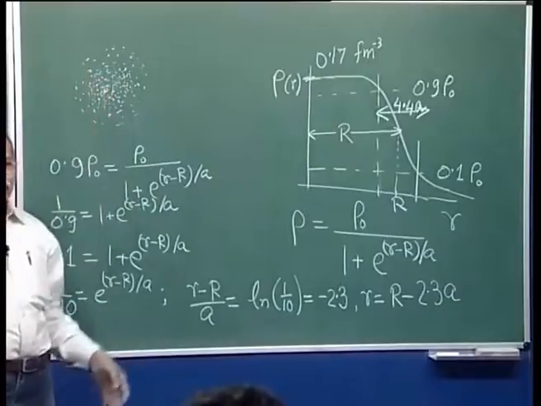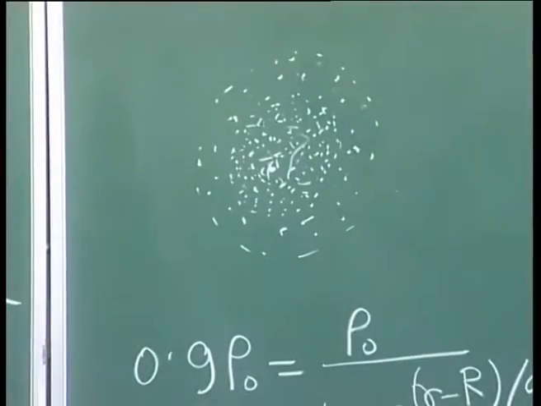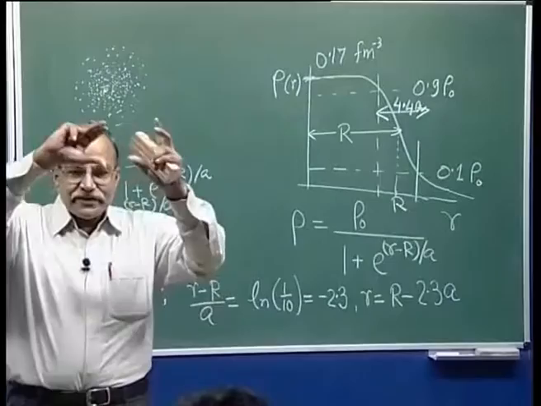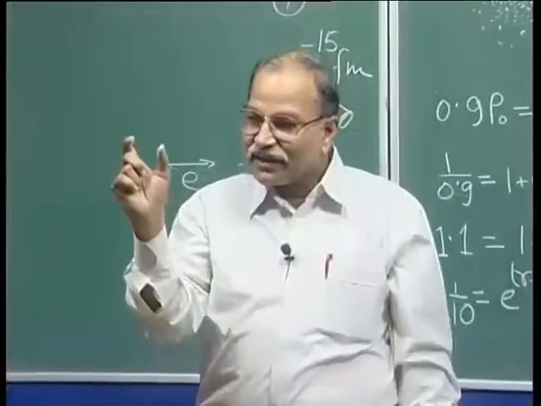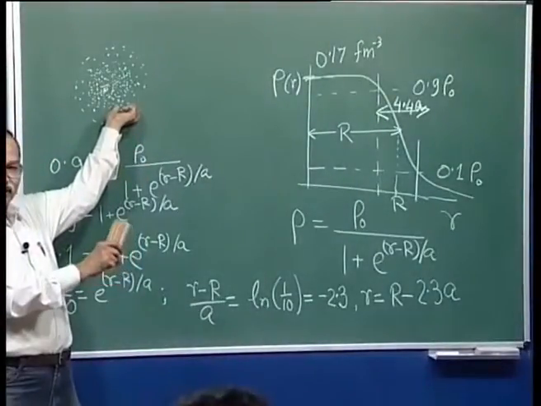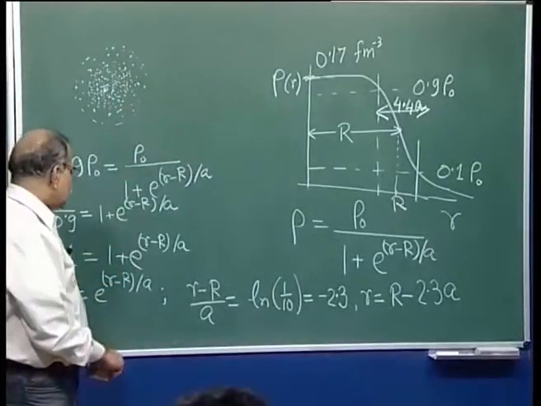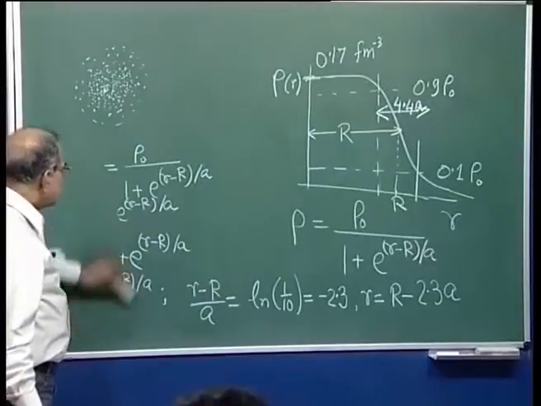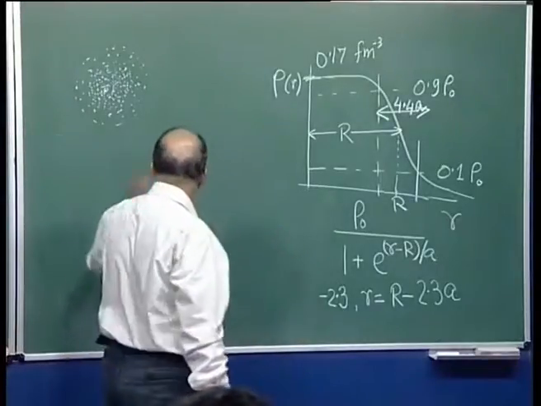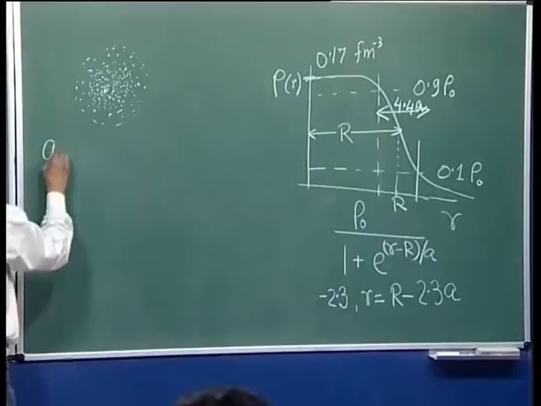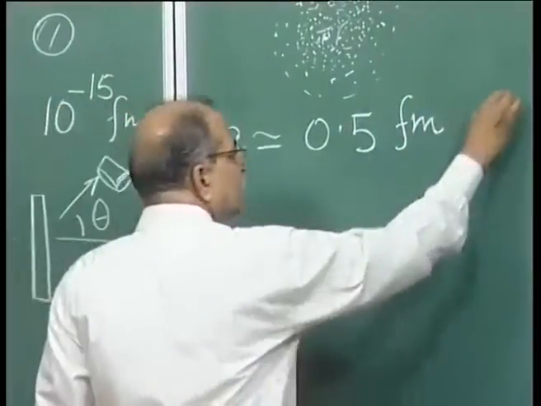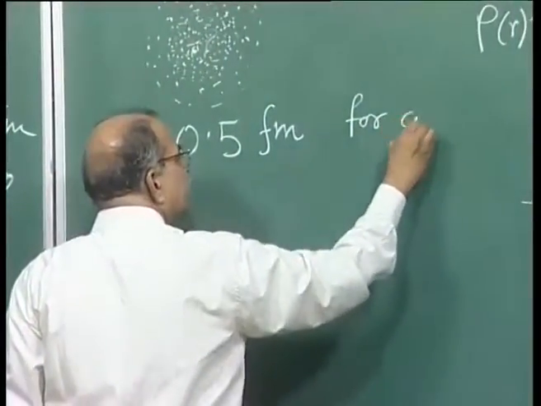So, essentially, you can think of this nucleus in two parts. One is a central core, which is almost uniformly populated by neutrons and protons, and on that there is a shell, a cap, and the thickness of that cap is almost 4.4 A. From the data, what one finds is that for all kinds of nuclei, heavy, light, medium weight, this A turns out to be almost the same, 0.5 femtometer, for almost the entire range.